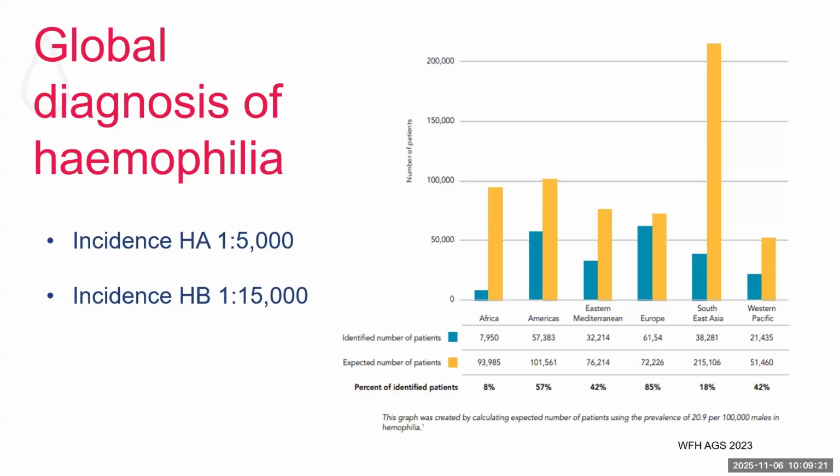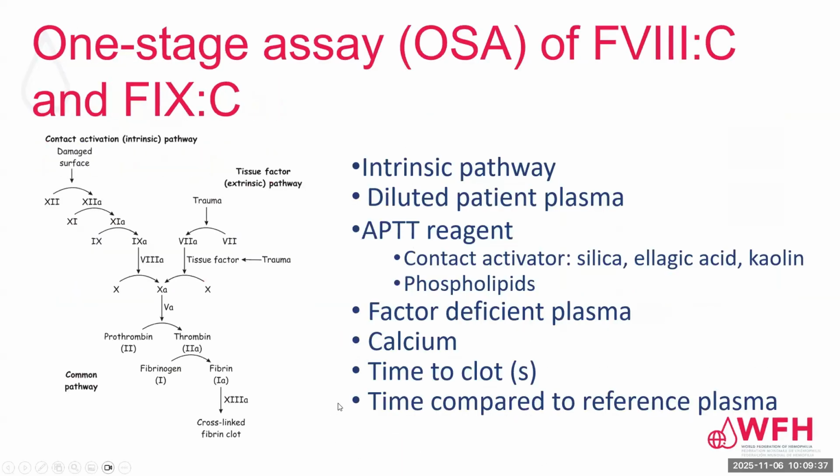Some of the reasons for this include distance to a diagnostic centre, lack of availability of reagents or analyzers, or trained laboratory staff. So this is an area that WFH are actively working on. When it comes to the diagnosis of haemophilia A and B, there are two main assays that we can use for the diagnosis.